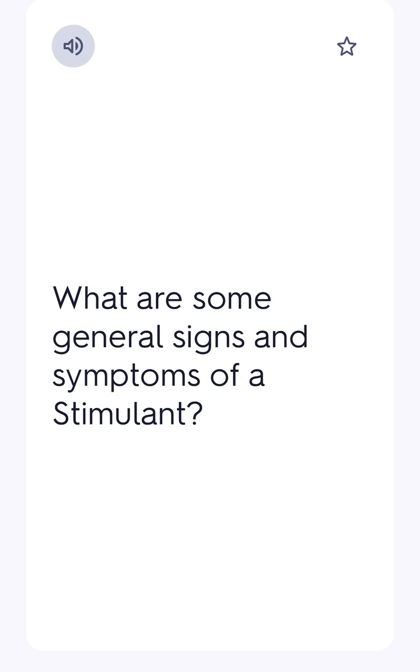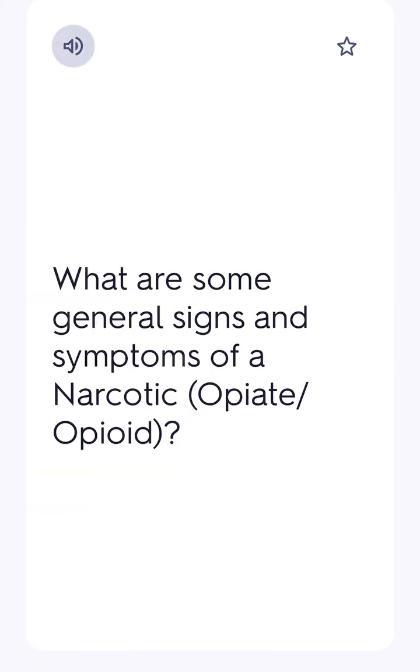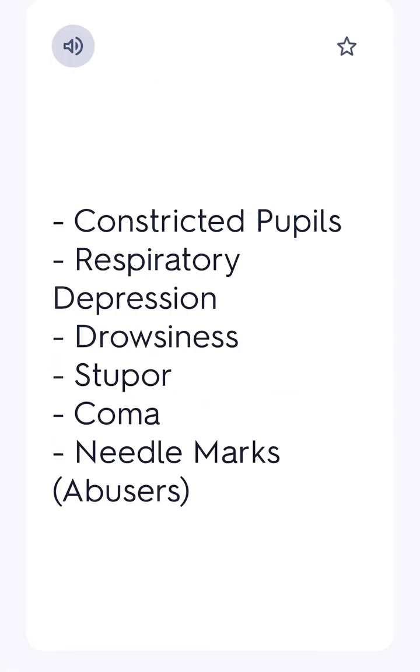What are some general signs and symptoms of a stimulant? Restlessness, agitation, dilated pupils, insomnia, tachycardia, tachypnea, hypertension/hypotension, seizures. What are some general signs and symptoms of a narcotic? Constricted pupils, respiratory depression, drowsiness, stupor, coma, needle marks.